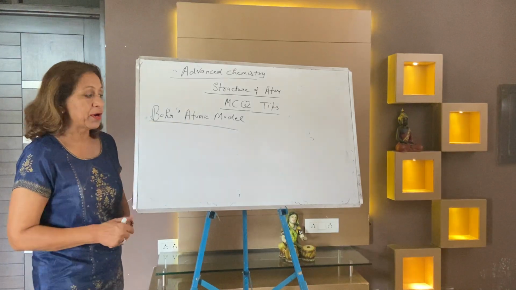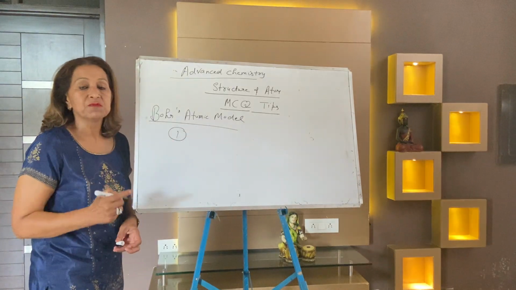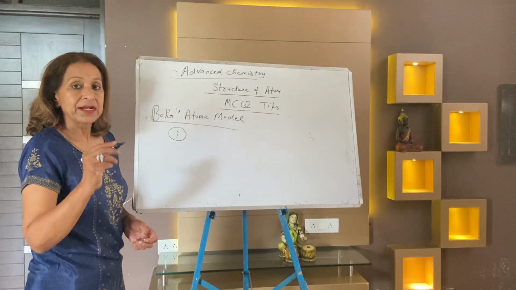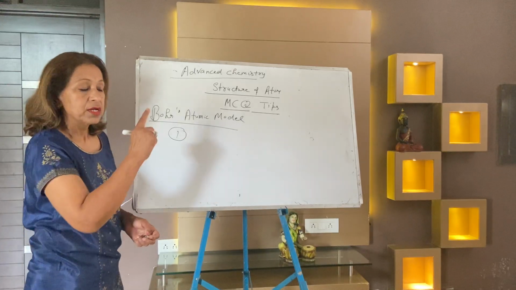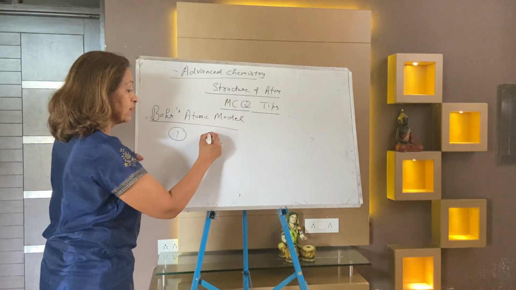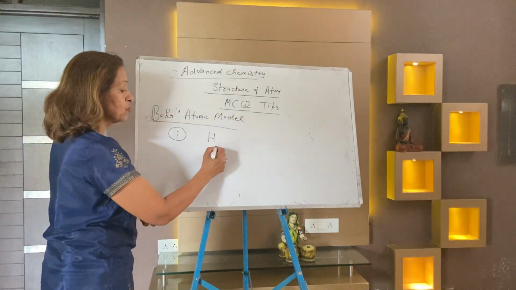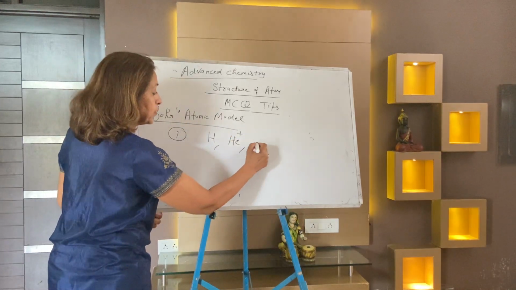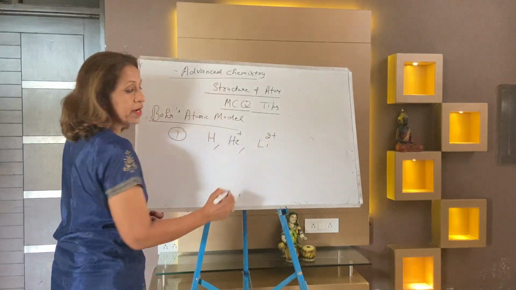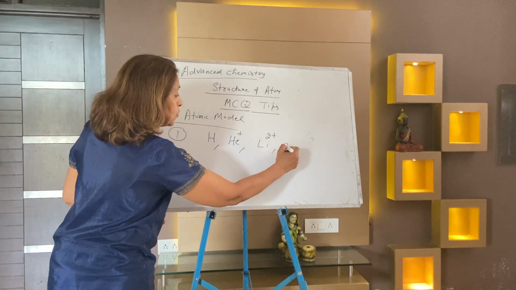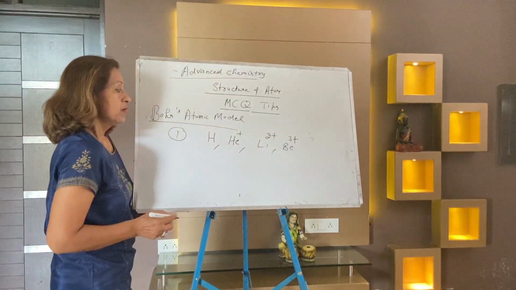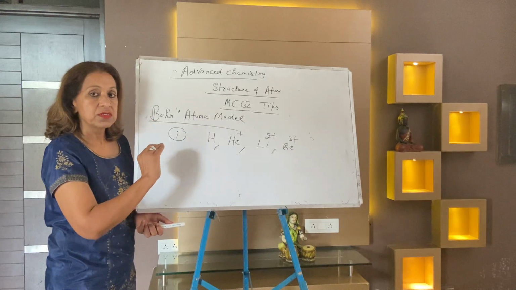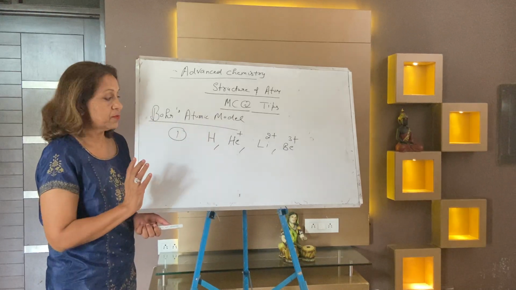First point, write down: this model is based on single electron species. Those atoms or ions that have a single electron. That is hydrogen with a single electron, helium plus again with one electron, lithium 2 plus with one electron, beryllium 3 plus with one electron. So the first point is that this model is based on the single electron concept.